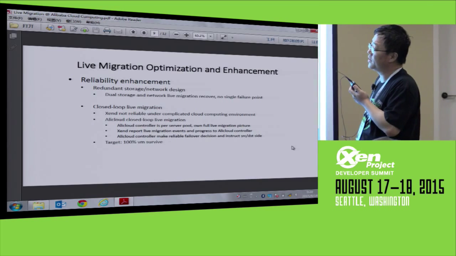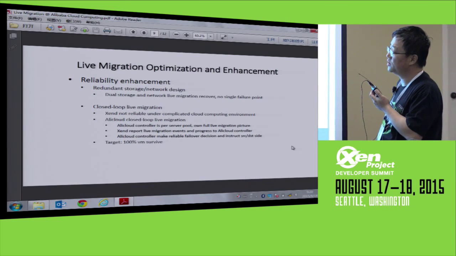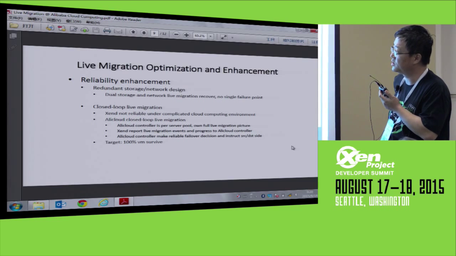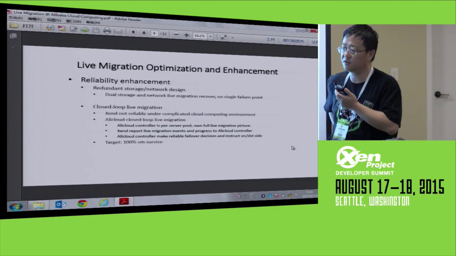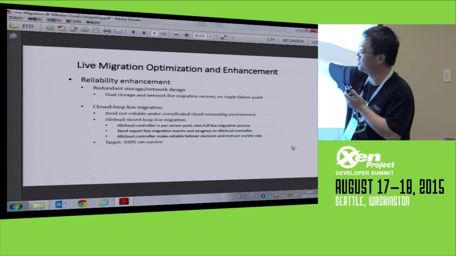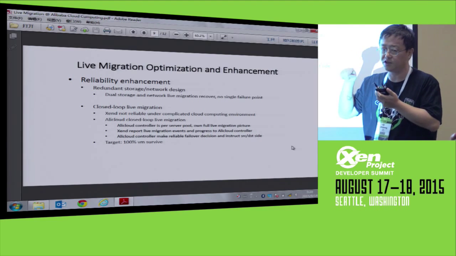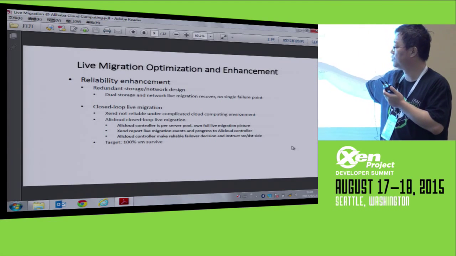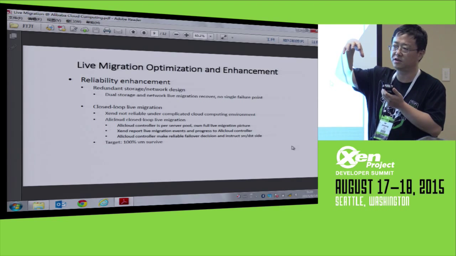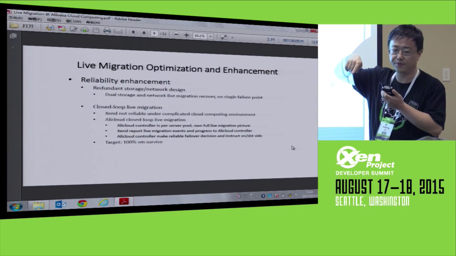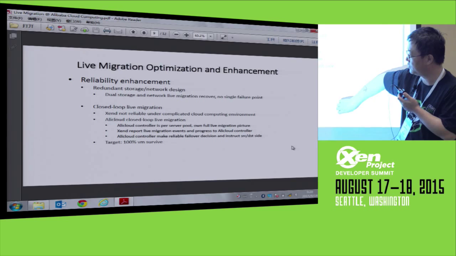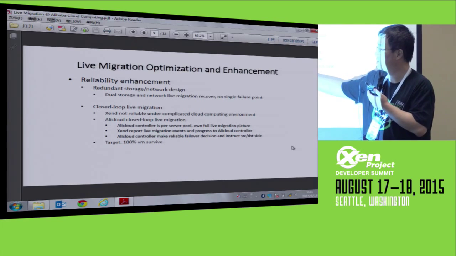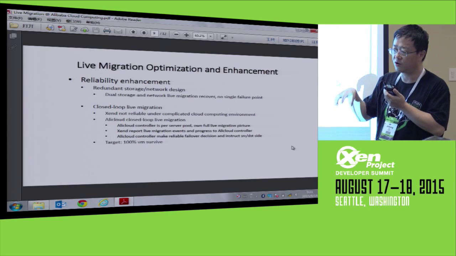And for reliability, we have another enhancement. You know that live migration is a virtualization feature, but in a real cloud environment, we don't solely rely on the virtualization level. We design a closed-loop live migration. That means the virtualization level will feed back and send all the status, events and progress to the AliCloud controller. The AliCloud controller is a central controller per pool. So if we live migrate from one server to another, both the source side and the destination side will feed back the progress and events to the controller, and the controller will receive all of them.